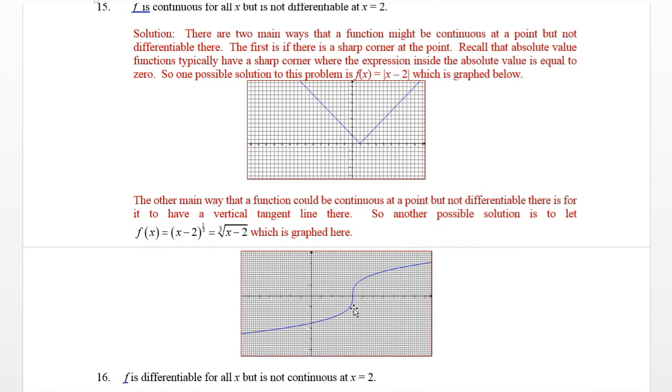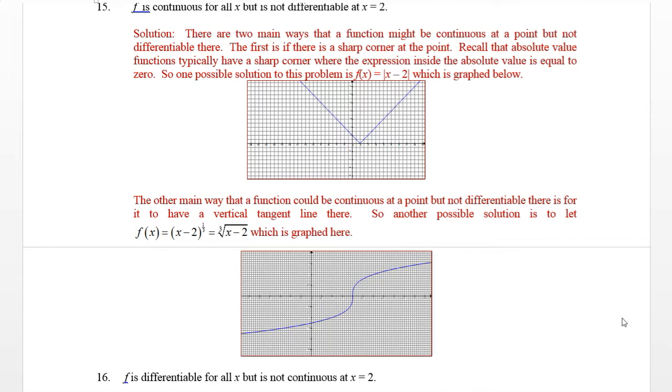Here there is a single well-defined tangent line. It's a vertical line, though, but that does not have a well-defined slope. So there is no derivative. The tangent line is vertical. So one way to get a vertical tangent line is like with the cube root function. If we just take our cube root and shift it over 2 to the right, cube root of x minus 2, or (x minus 2) to the 1/3, for example, will give us a nice vertical tangent line right there. And it means it's not differentiable.